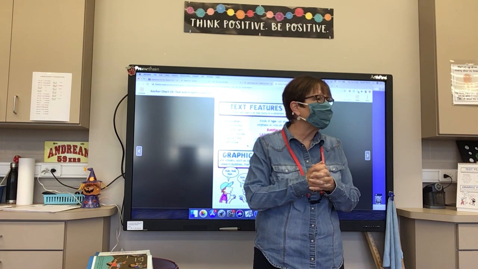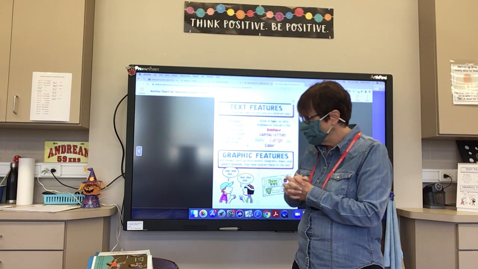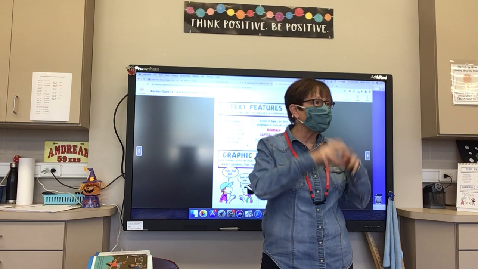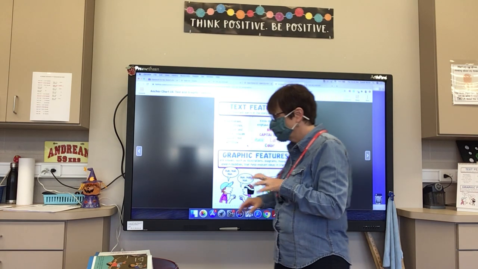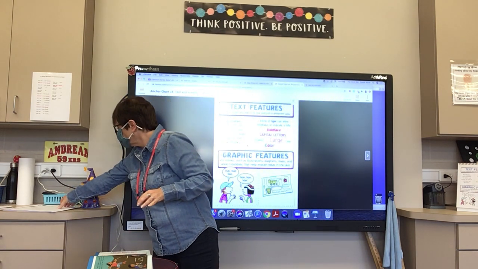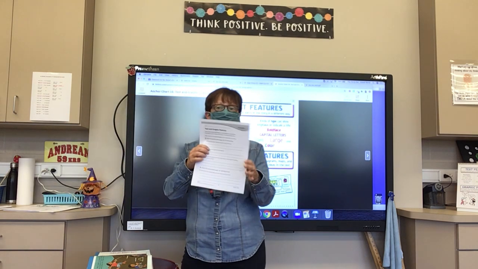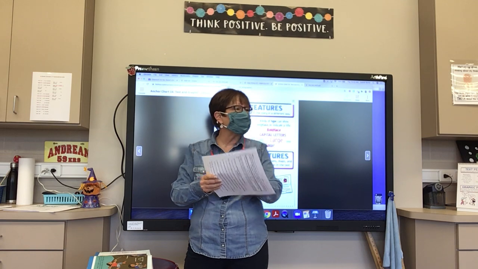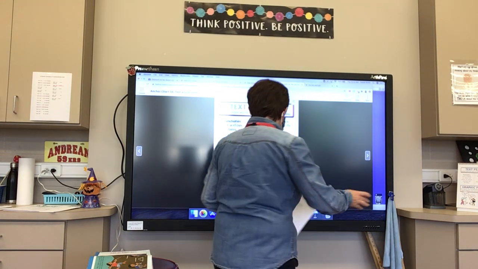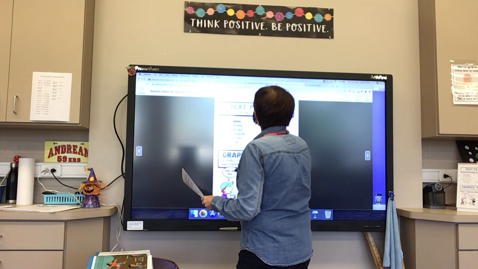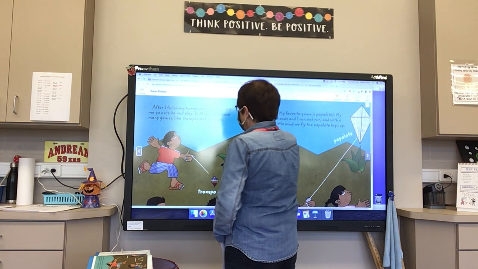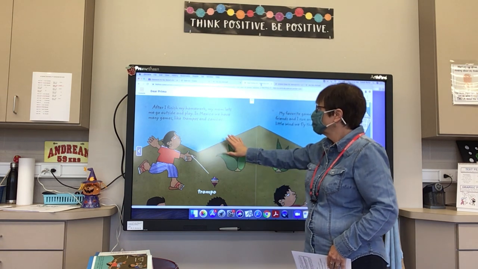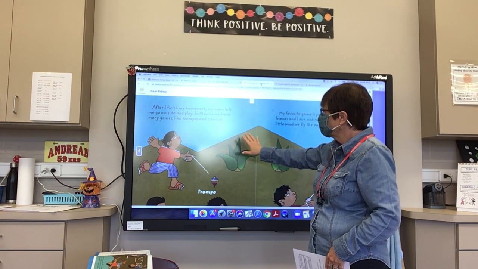So, let's start. We want to be on page 126. That's the page we're going to be really looking at for some text features. This is going to help us focus on some important text features in our story. So let's look. Here we are on page 126.